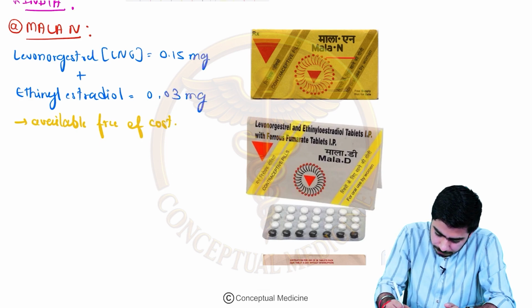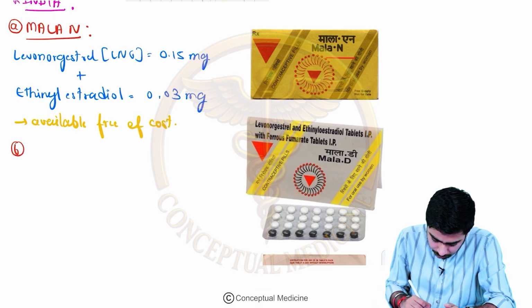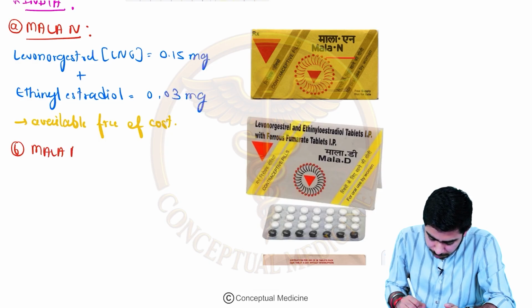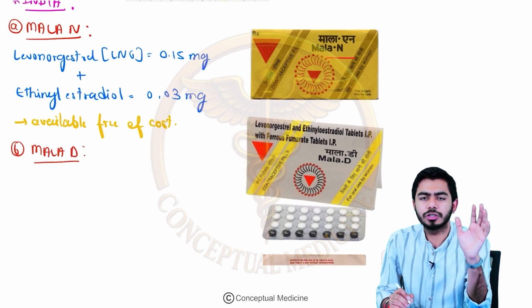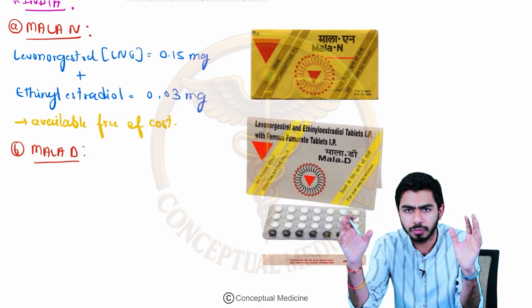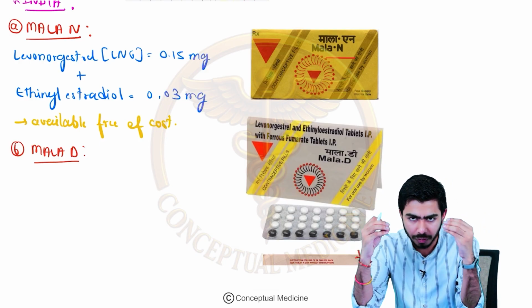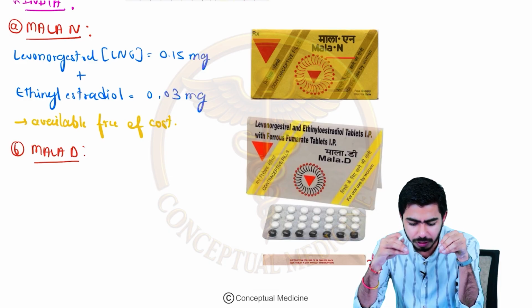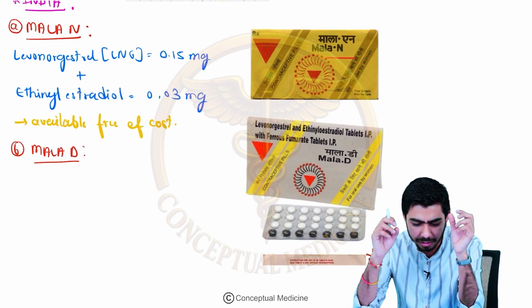And if you talk about the Mala D, the combination will be same as I told you: Levonorgestrel, that is 0.15 mg, and ethinyl estradiol, that is 0.03 mg. But over here the basic difference is that it is available under social marketing scheme.